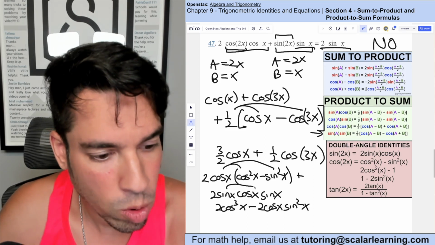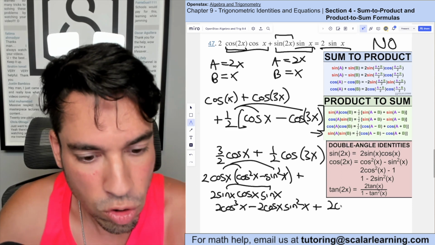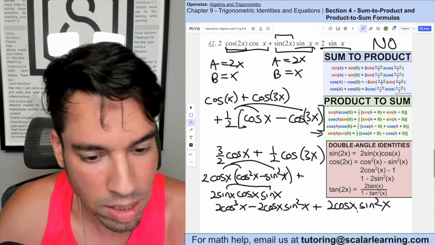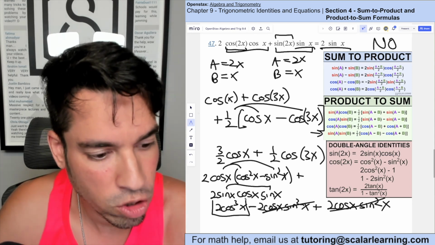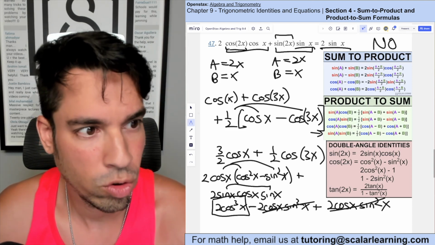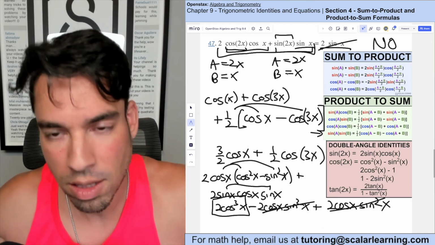And then here, when I multiply these two sines together, I get something similar to this. I get plus 2 cosine x sine squared x. Well, guess what? That's negative, that's positive, and they're the same, so they cancel out. So we're left with 2 cosine cubed x. And 2 cosine cubed x is equivalent to this entire left side, not 2 sine of x. That's how you do it.